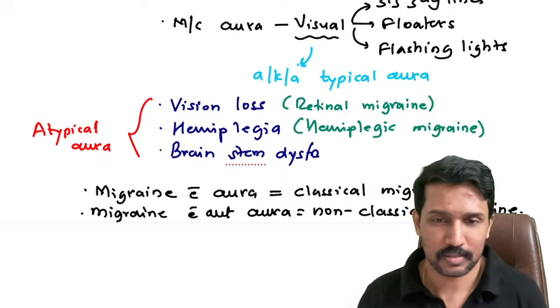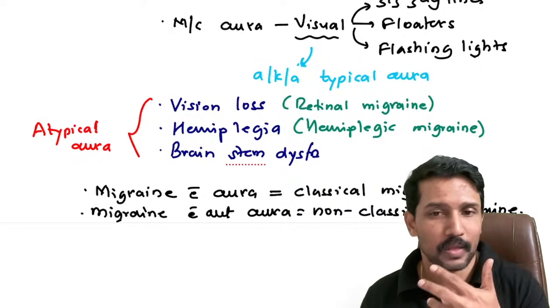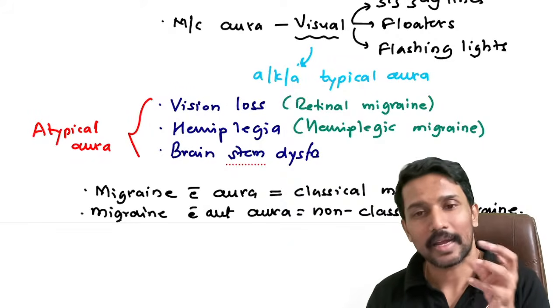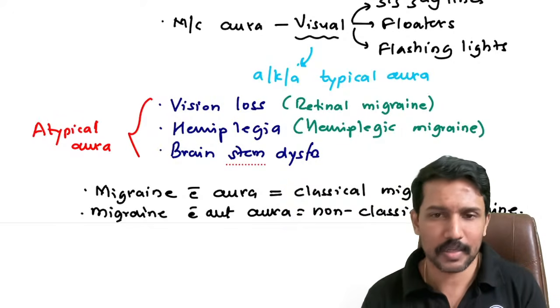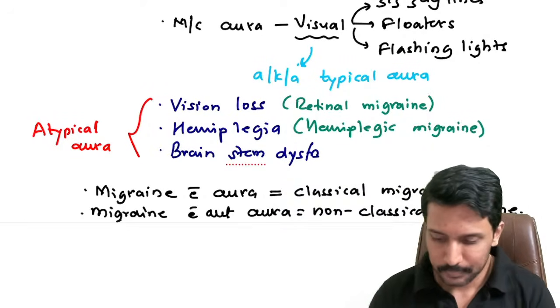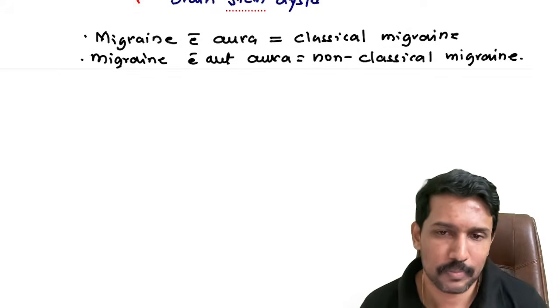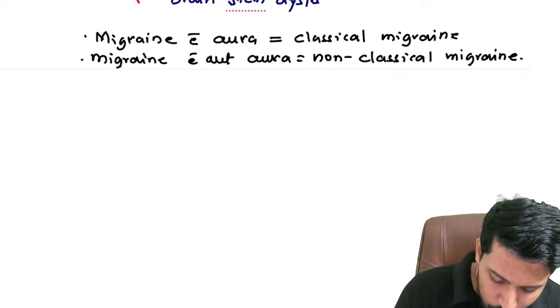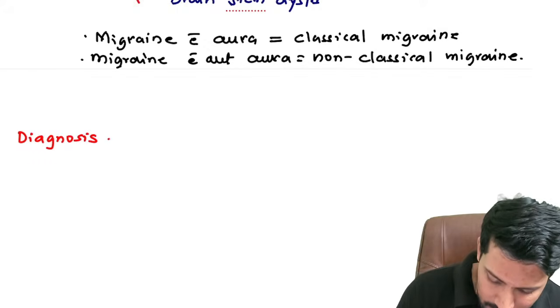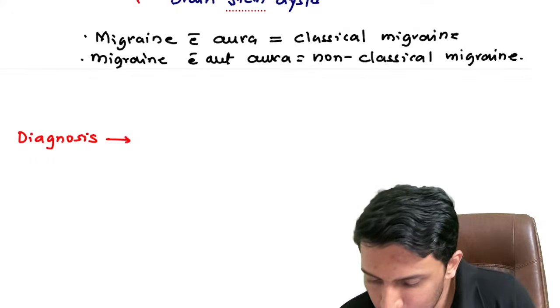Third, associated symptoms. We have already listed nausea, vomiting, photophobia, phonophobia, physical activities worsening the headache, and aura if it is present. That is classical migraine. Without it, it's still migraine. We will call it non-classical. So if these symptoms are present, then we would consider it possibly a case of migraine. Now the question is, how will I take this to diagnosis? Should I go for CT scan, MRI, or any of these investigations?